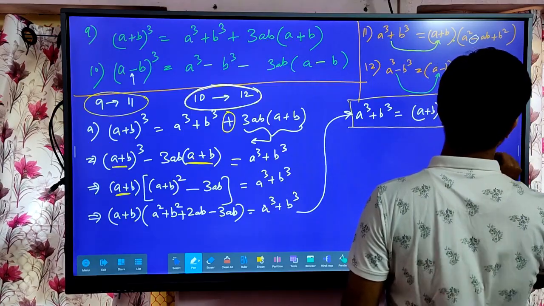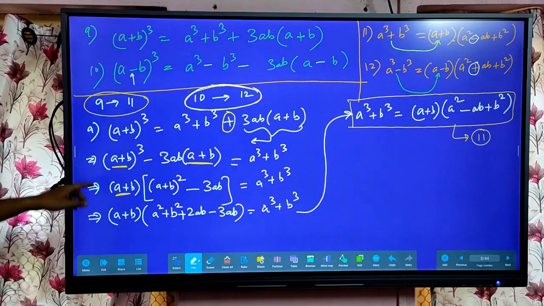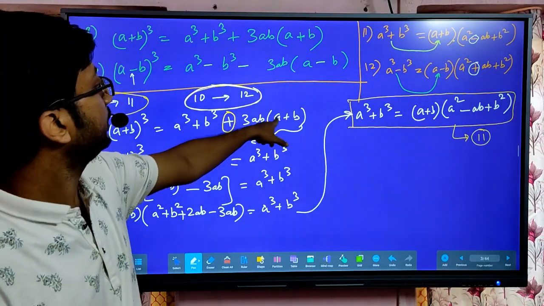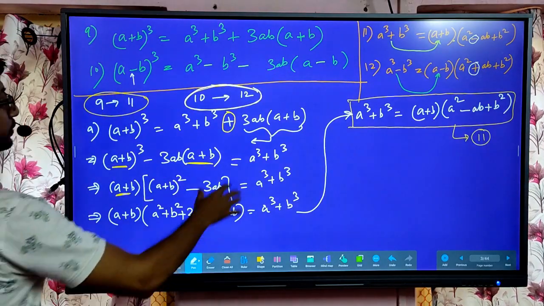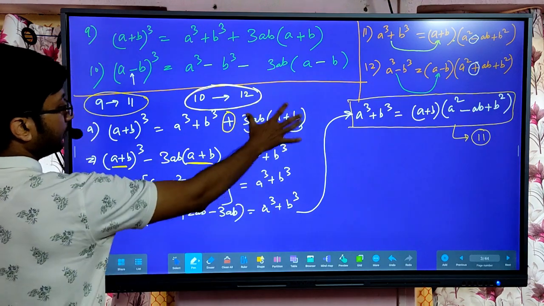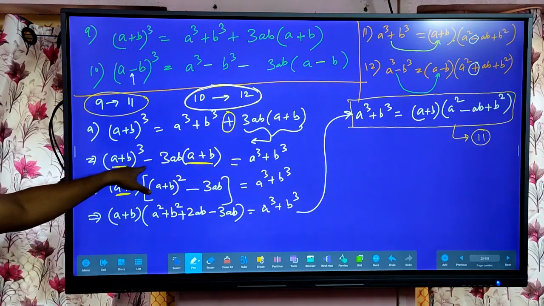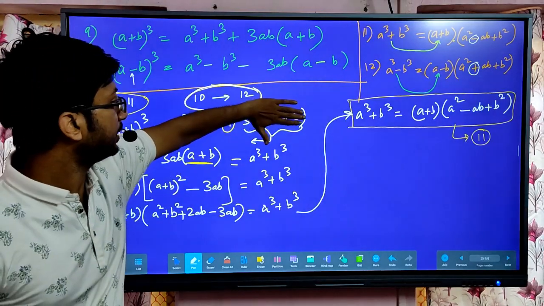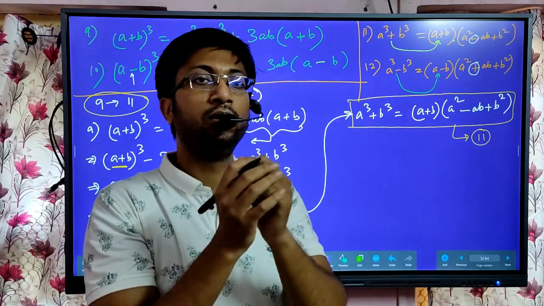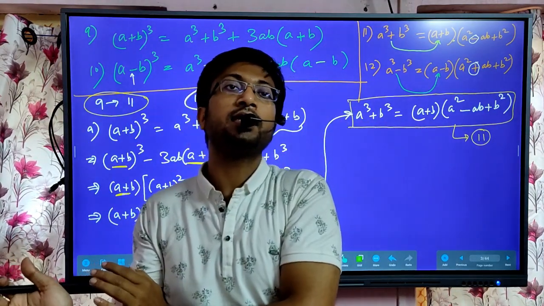This is formula number 11. You see, I have started with 9. A plus B whole cube is A cube plus B cube plus 3AB into A plus B. Now this entire thing I will take as a single group and transfer to the left side. So this plus sign will become minus over here. Here it is plus 3AB into A plus B. You don't consider this sign because this is inside a single group. You will only consider the sign which is in front of the group while changing the sides.